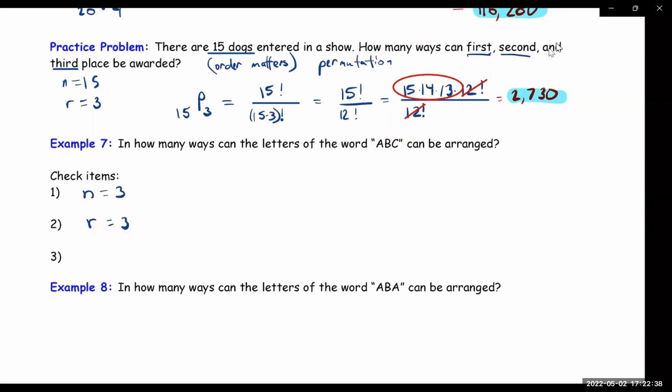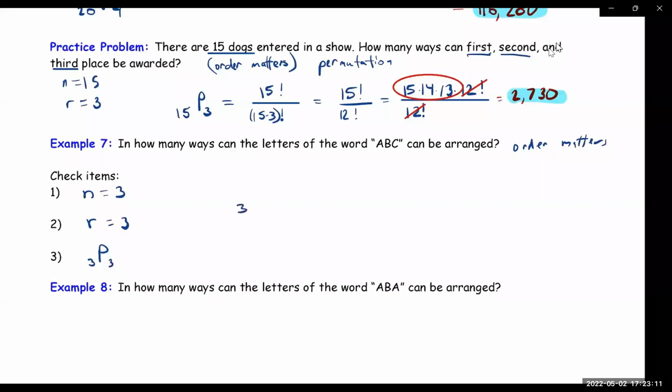So how many different ways can we arrange them? The order will matter this time. Order matters. Because ABC is different from CBA, right? These 2 would be counted separately. So therefore the order does matter. So this is going to be NPR or 3P3.